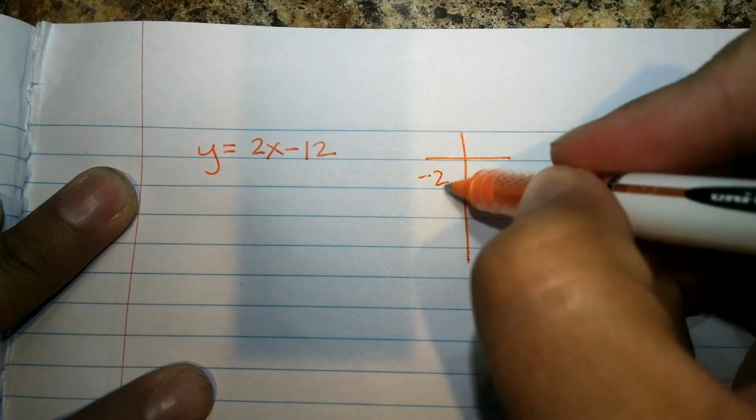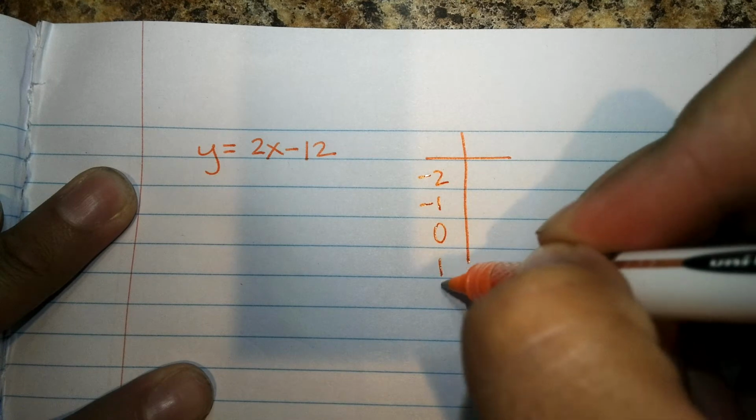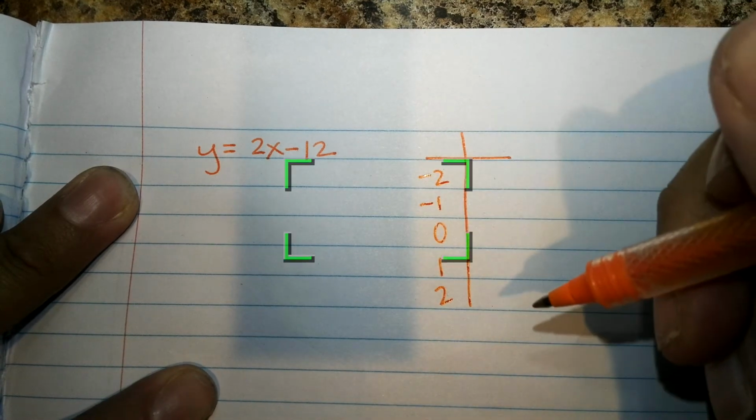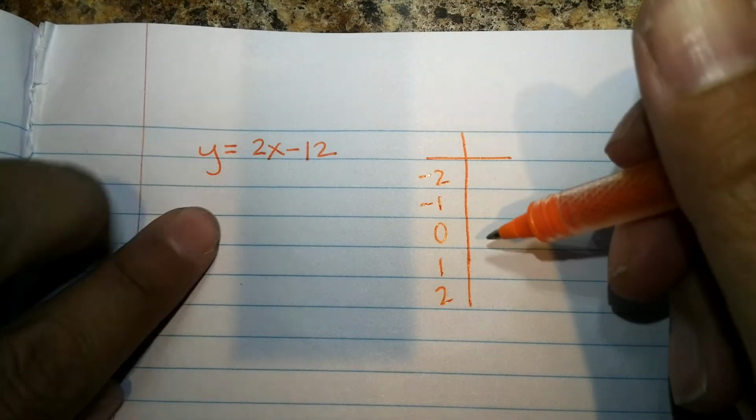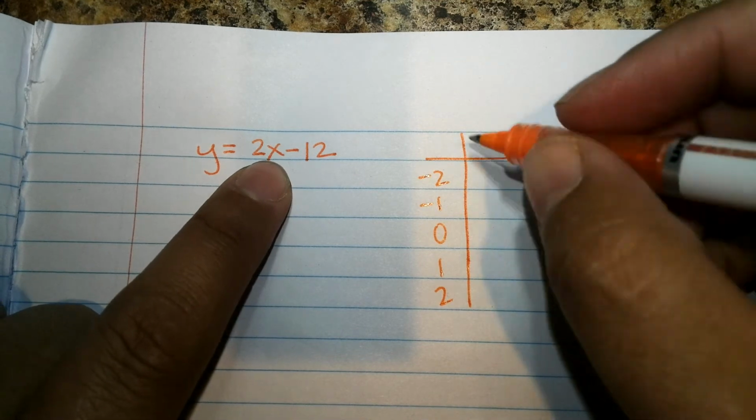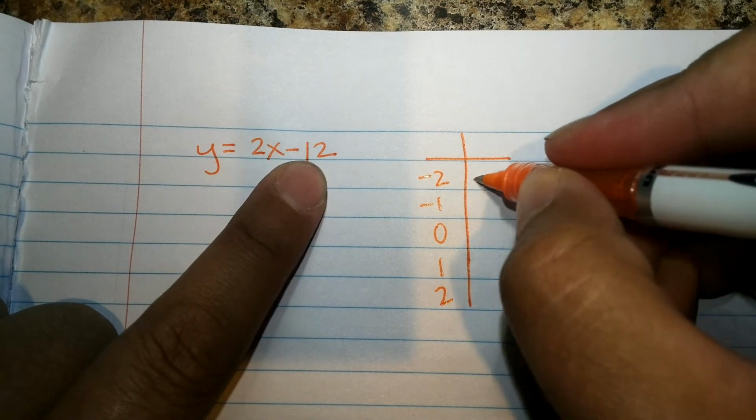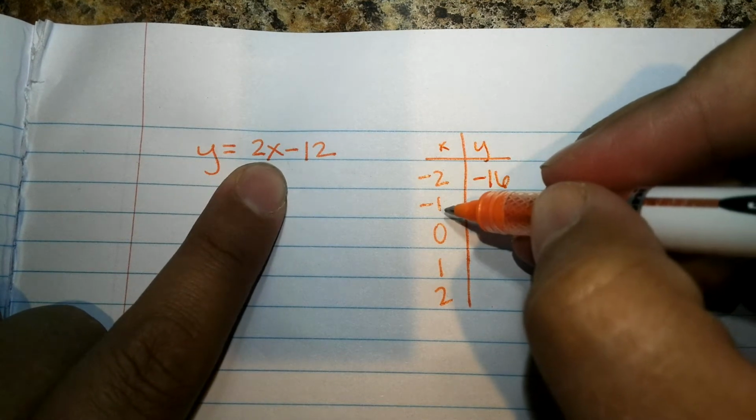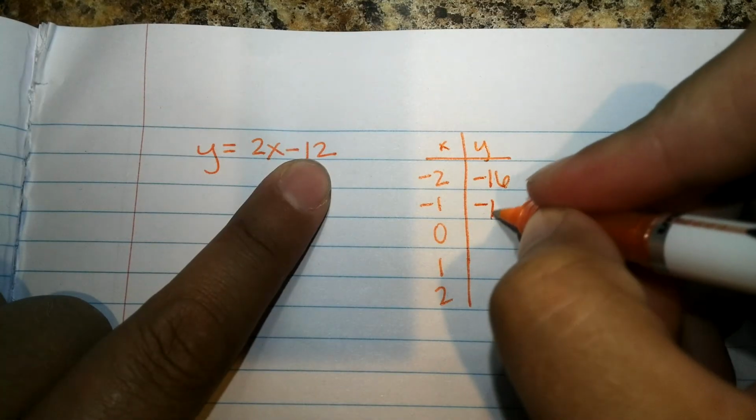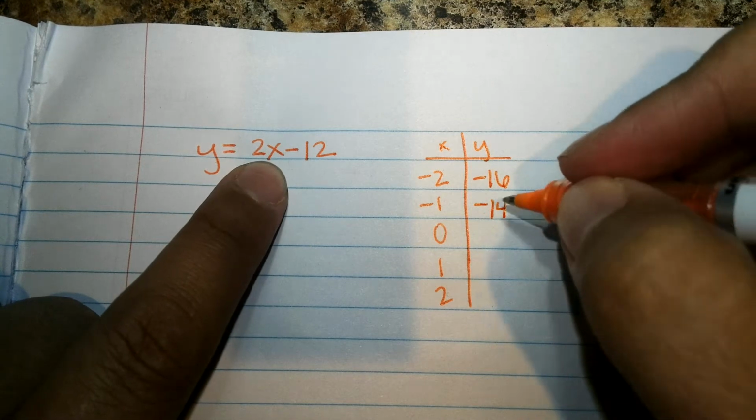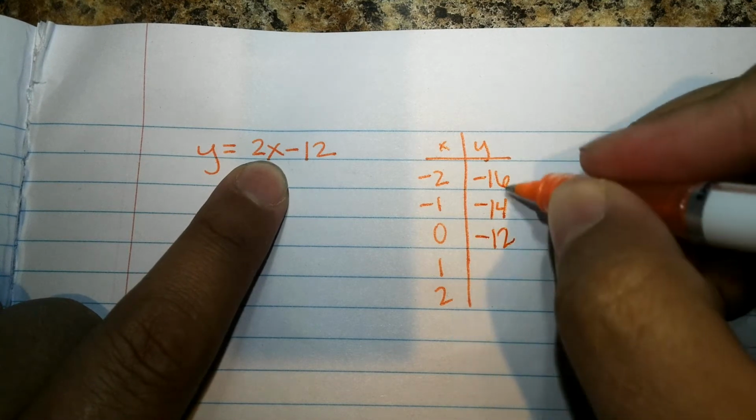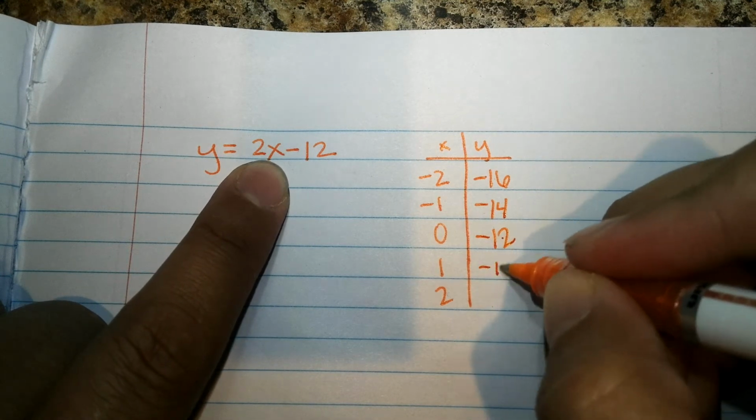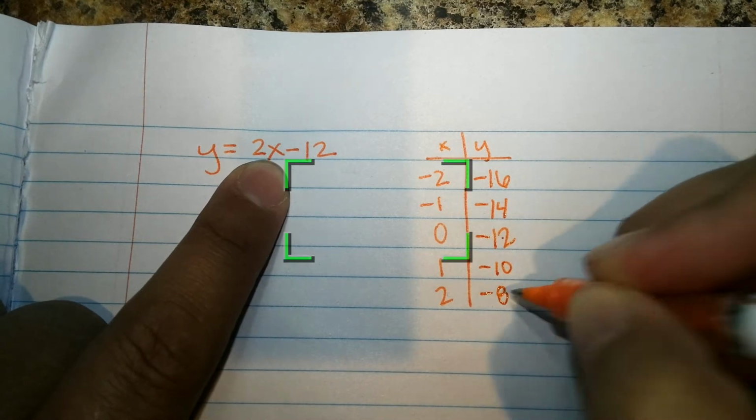So like -2, -1, 0, 1, 2. I can plug in any numbers I want for x and I get a y value. So 2 times -2 is -4. -4 minus 12 is -16. 2 times -1 is -2. -2 minus 12 is -14. 2 times 0 is 0. 0 minus 12 is -12. See my pattern? I'm going up by 2.